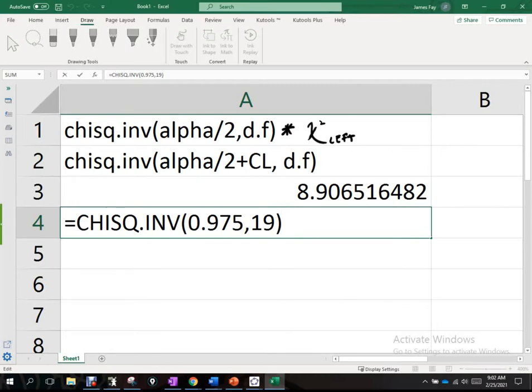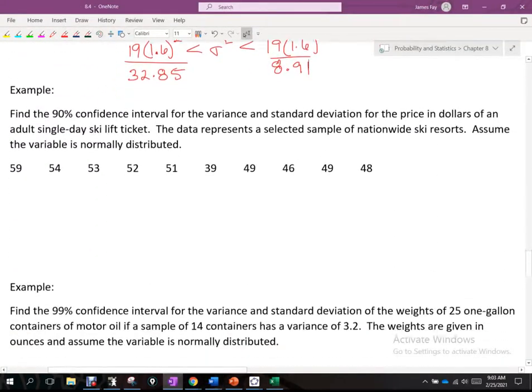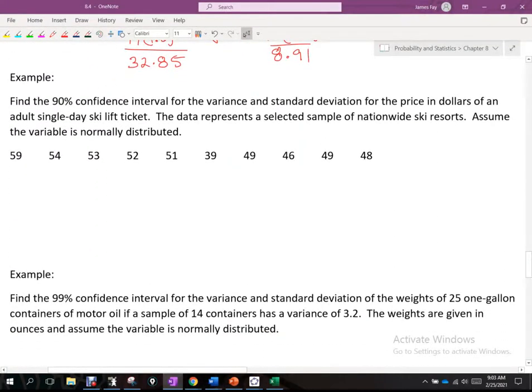So there's a question where they give us all the numbers and we have to find the standard deviation. Yes. Beforehand. Yes. Do we use the standard deviation of the population or sample? I'm going to get an example of that. This one here, example 2, says: find the 90% confidence interval for the variance and standard deviation of the price in dollars of an adult single-day ski lift ticket. The data represents a selected sample of nationwide ski resorts. Assume the variable is normally distributed.